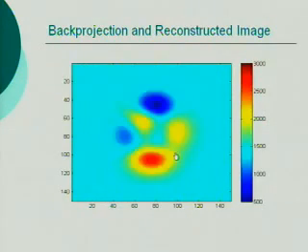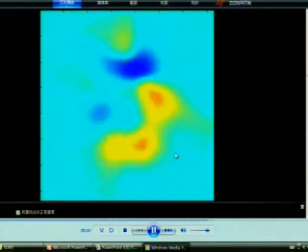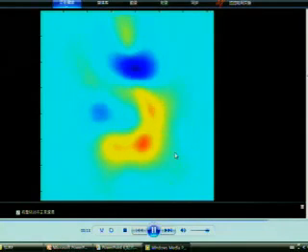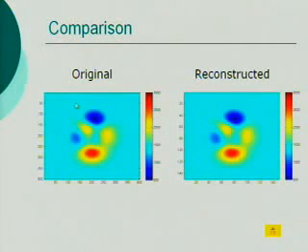So this is how MATLAB did it. You can see it's kind of rotating. MATLAB does the backprojection at each different angle and then superimposes them. And that's the final result. And here is a comparison between the original one and the reconstructed one. As you can see, the only difference is the resolution. So in order to increase the resolution, you need to increase the number of transmitter-receiver sites.